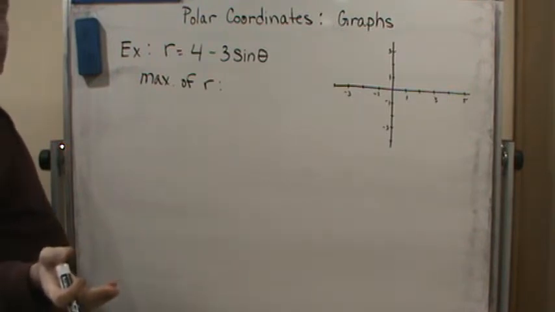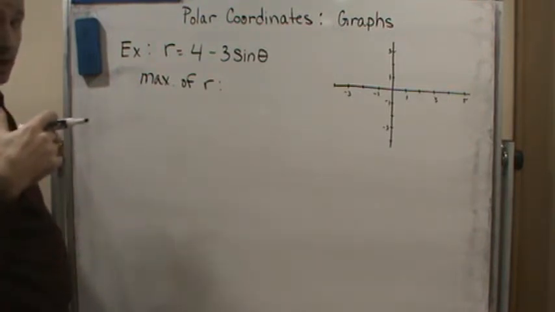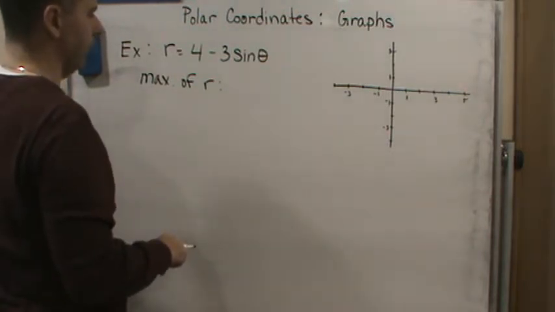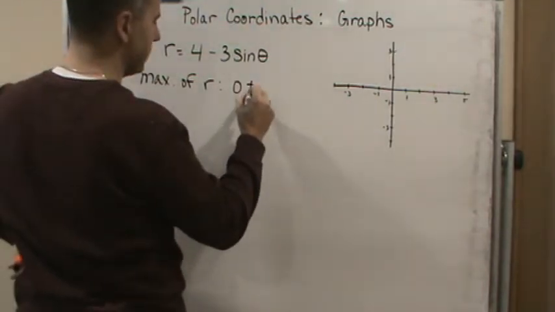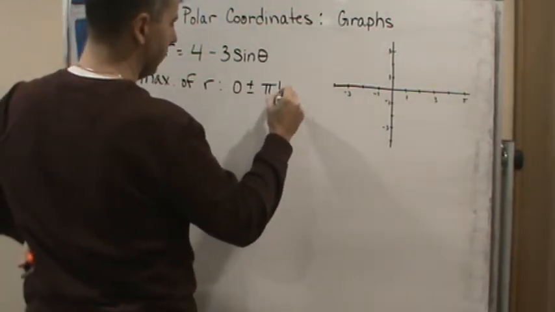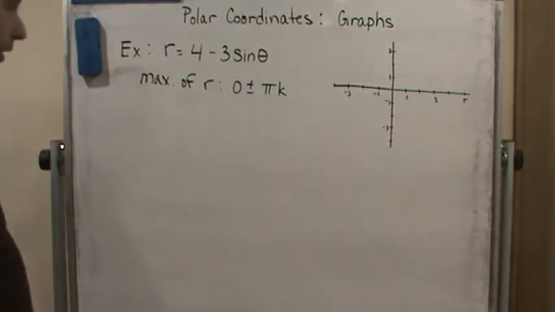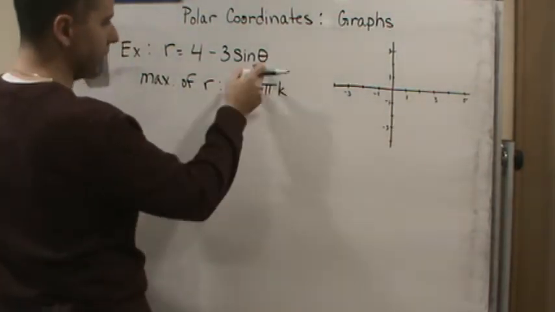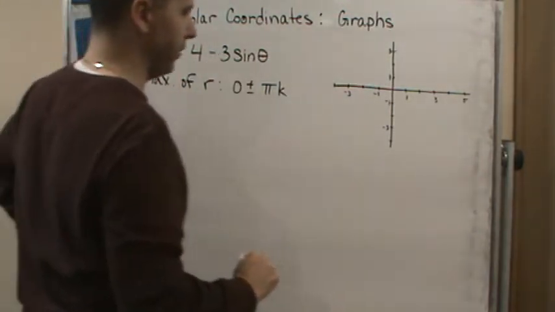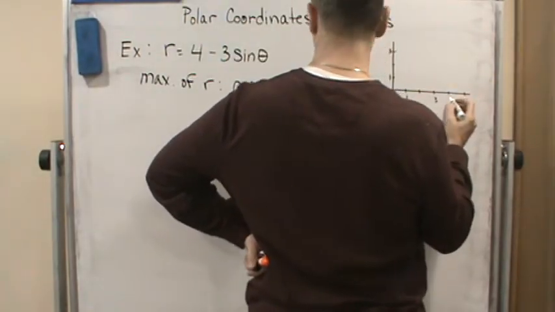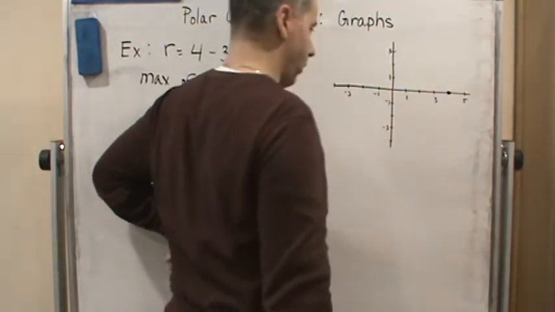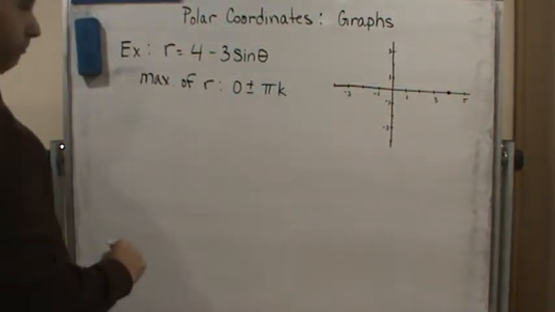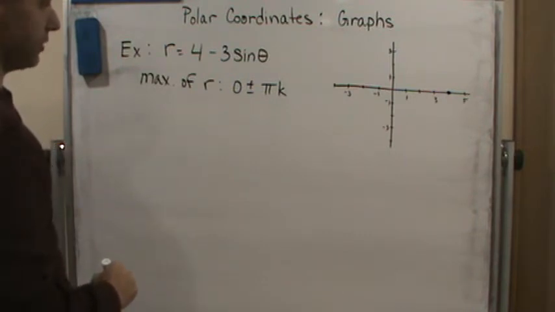When theta is 0, or adding any multiple of pi, or subtracting any multiple of pi. So it's going to happen at 0 plus or minus pi times k, where k is an integer. So at 0, this is going to be 0, which means the maximum value is 4. So at 0 degrees, it's going to be at 4. So we got that point, okay? Well, that's the only point we have so far.